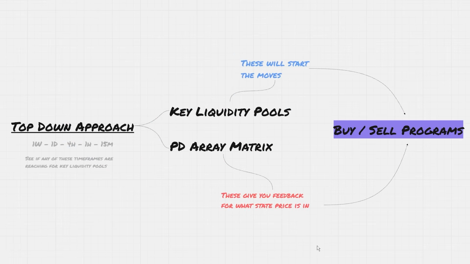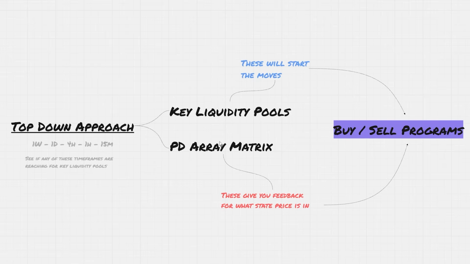So we want to do a top-down approach. I like to start off on the weekly time frame, work my way down from 1 week to 1 day, 1 day to 4 hour, 4 hour to 1 hour, 1 hour to 15 minute. And I'm really looking to see if any of these time frames are reaching for key liquidity pools. These liquidity pools, I'm going to show you exactly what they are in the next slide. But in this top-down approach, on each time frame, I'm marking out key liquidity pools because these will start the moves. Okay, and that leads to what we're going to talk about over here.